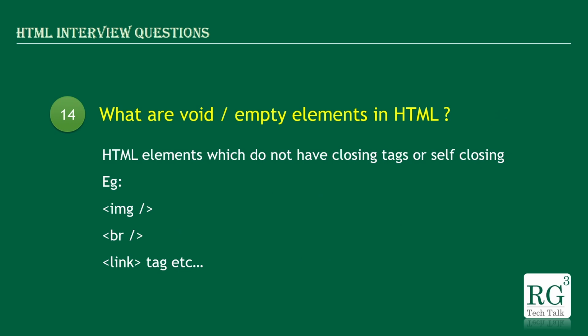Question number 14. What are void or empty elements in HTML? We have a lot of empty elements in HTML, for example, img tag, BR tag, link tag. These are already self-closing tags. The forward slash you see represents self-closing. Just before the forward slash, you will have one space. It represents support for older versions, for example, IE7, IE8, IE9.